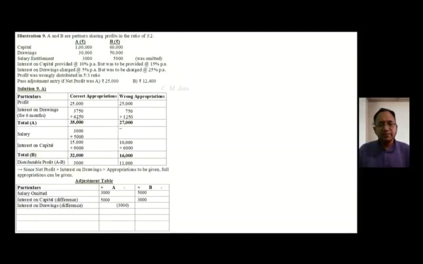Similarly, in case of B, interest on drawing was to be charged rupees 6,250, but was wrongly charged only 1,250. So now the difference 5,000 is to be taken from B. So in B's column, we will write on the right hand side within brackets 5,000.